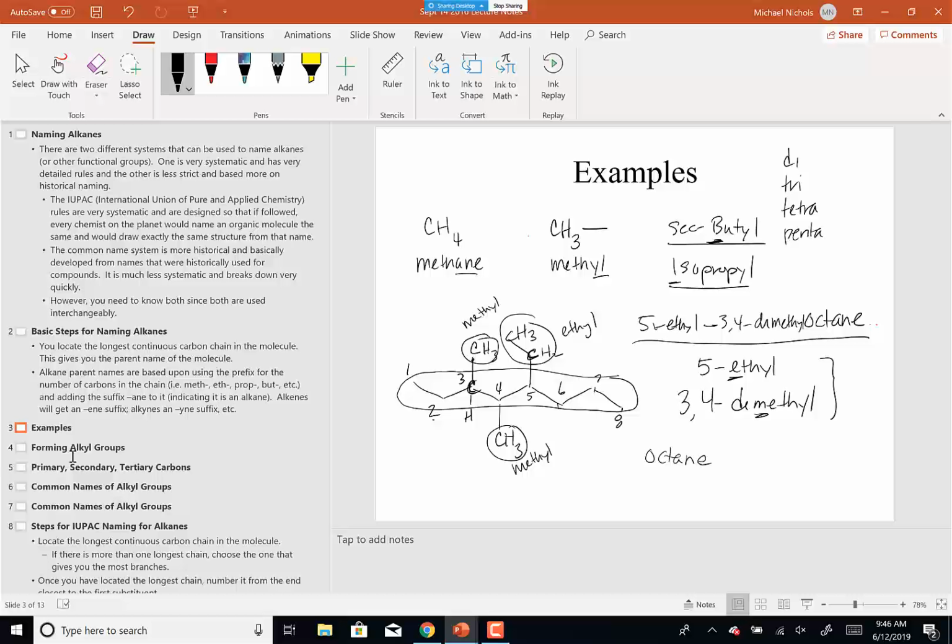So what do we need to know? We need to know these steps: longest chain, name the substituents, combine them together, and then number from the end closest to the first substituent. If there's a tie, the greater number of substituents. If that is tied, then we go to first alphabetized.